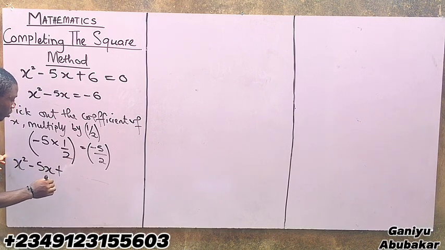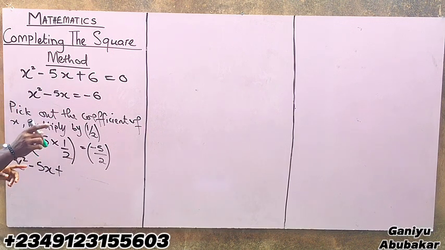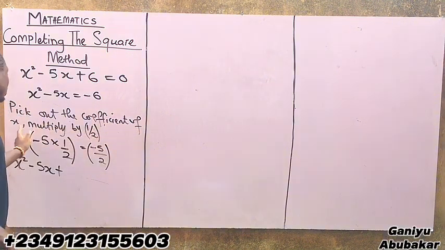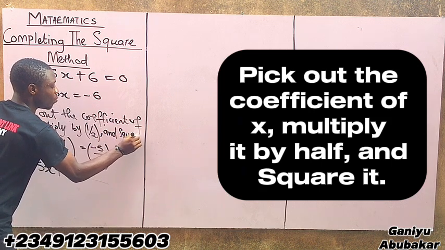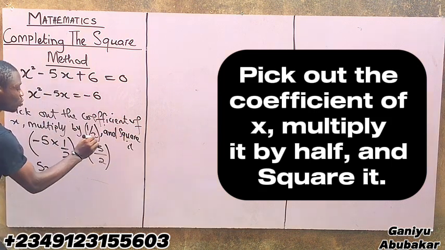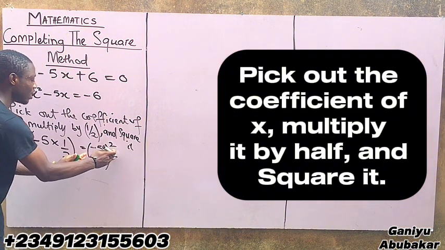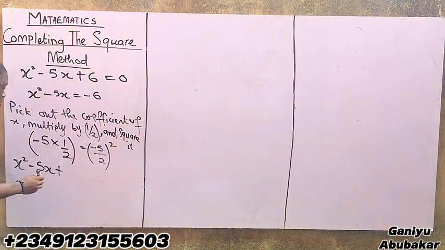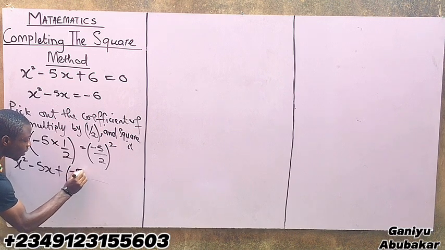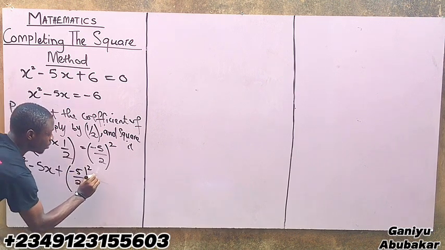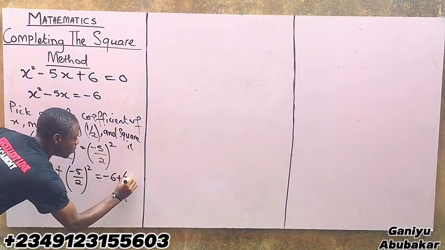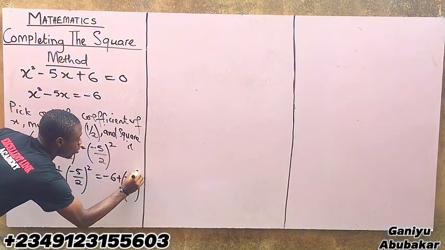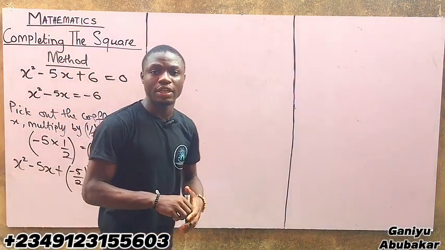The technique says pick out the coefficient of x, multiply it by half, and square it, right? So I'll square it like this in this case. I'll add this to both sides of the equation: plus minus 5 over 2 all squared, being equal to minus 6 plus minus 5 over 2 all squared. Right, so that's the idea there.